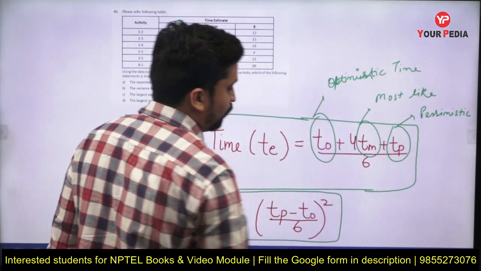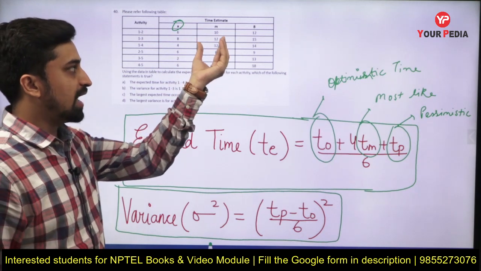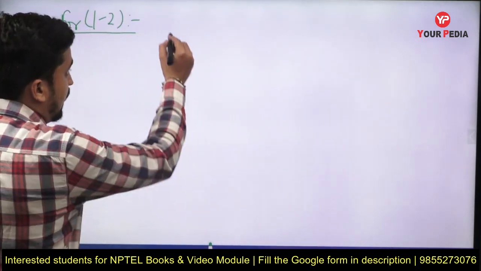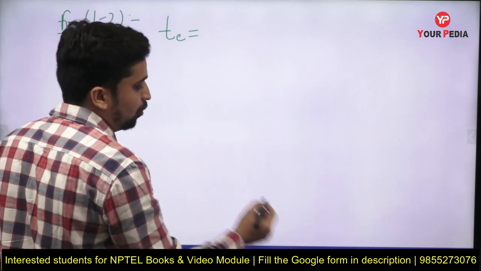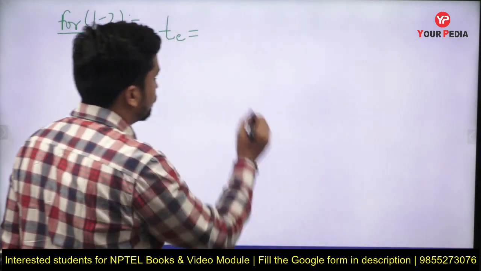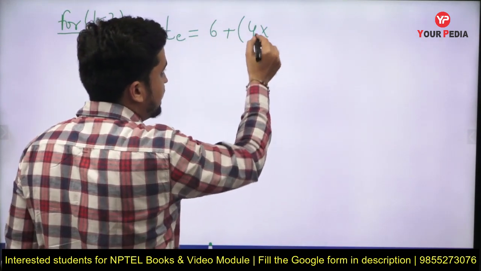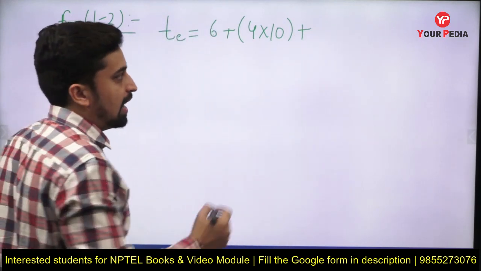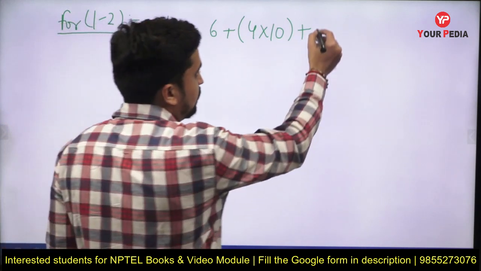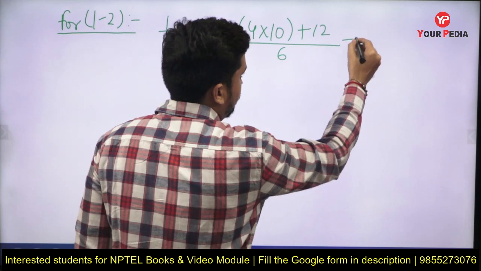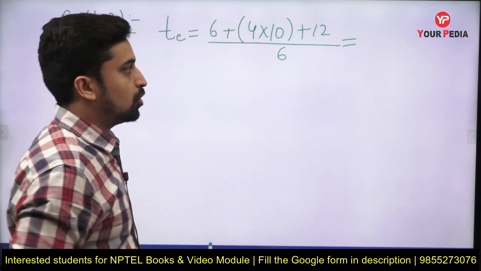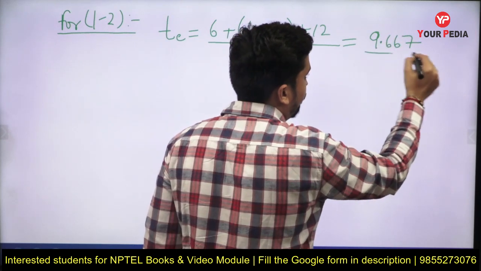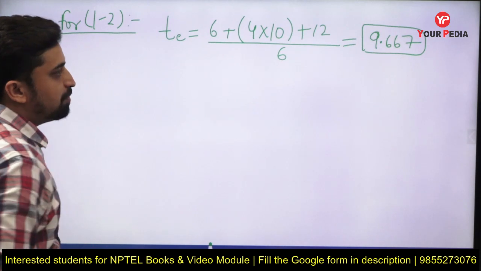For activity 1 to 2 we already have TO as 6, TM is 10 and TP is 12, and we know that TE is (TO plus 4TM plus TP) divided by 6. Therefore our expected time TE will become equal to 6 plus 4 times TM, which for this 1 to 2 activity is 10, plus TP, the pessimistic time, which for activity 1 to 2 is 12, divided by 6. Solve this and you will get the value of TE as 9.667. So the value of TE for activity 1 to 2 comes out to be 9.667.